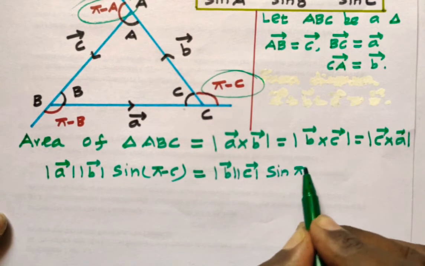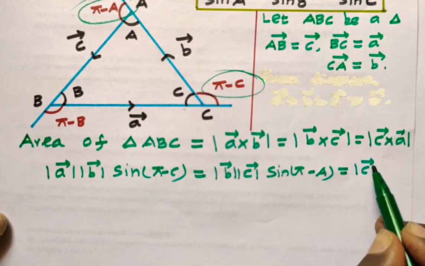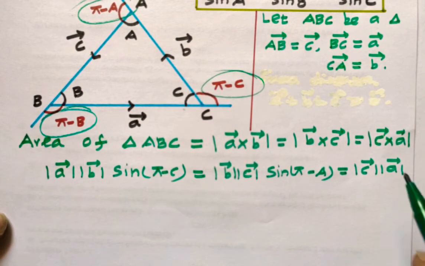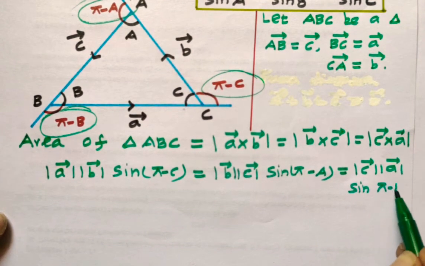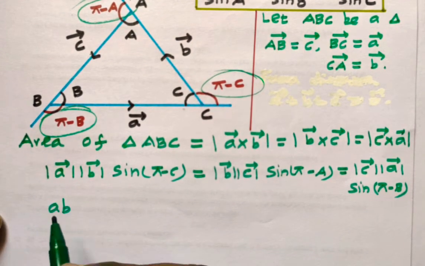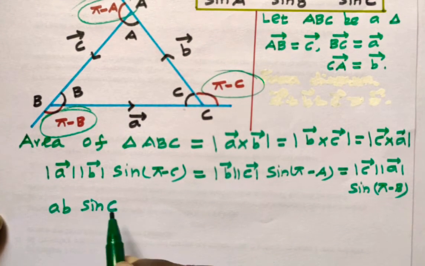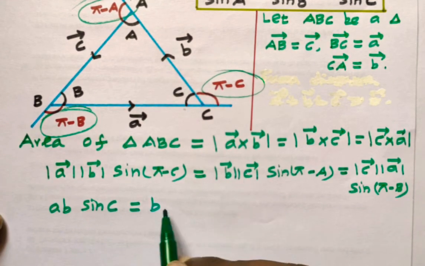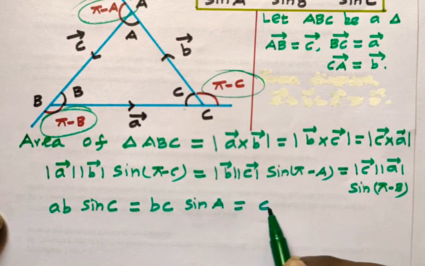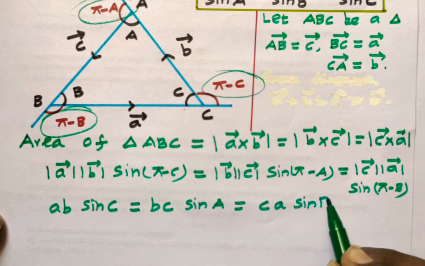So sine pi minus A, which is equal to modulus of c vector cross a vector, modulus of c vector into modulus of a vector, angle between c vector and a vector is pi minus B, that's why sin pi minus B. So modulus of a vector is a, modulus of b vector is b, sin pi minus C. Second quadrant sin is positive, that's why sin pi minus C is sin C, which is equal to modulus of b is b, modulus of c is c, sin pi minus A is sin A, which is equal to modulus of c is c, modulus of a vector is a, sin pi minus B is sin B.